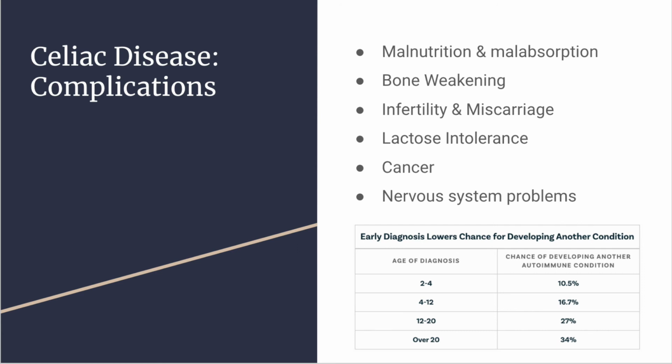Some people with celiac disease can develop problems such as seizure or disease of the nerves to the hands and feet. Untreated celiac disease can lead to the development of other autoimmune disorders such as type 1 diabetes and multiple sclerosis. If you take a look at the table, you can see that the age of diagnosis is directly correlated to the likelihood of an individual developing another autoimmune disease.